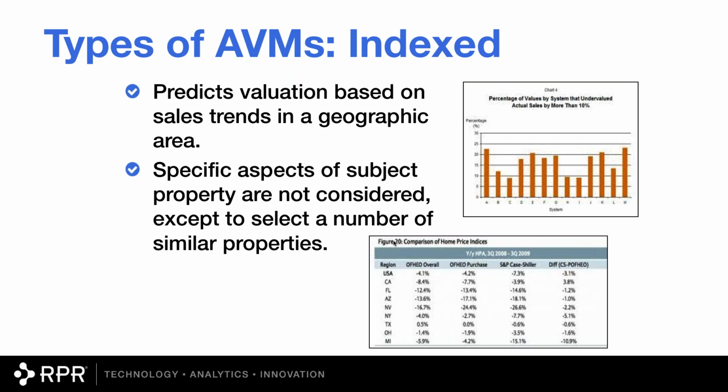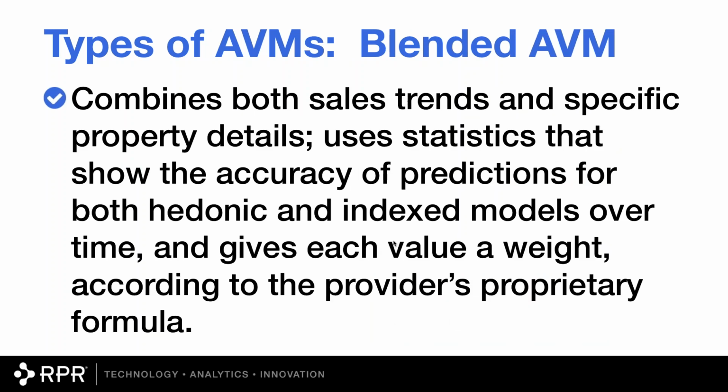Okay, and then the third type is the blended AVM. And so it combines both the sales trends and the specific property details, and it uses all these statistics to show the accuracy of the predictions for both hedonic and index models over time. And it gives each one a value, a weight. It weights each one of those values according to that provider's formula that's built into the background.